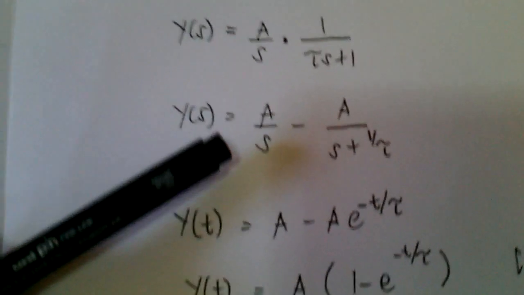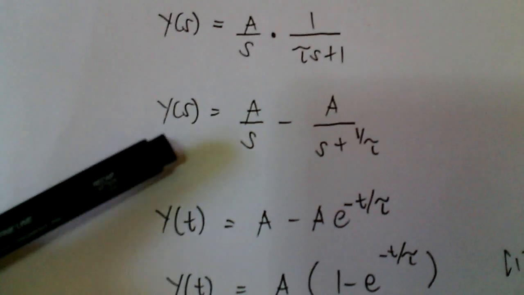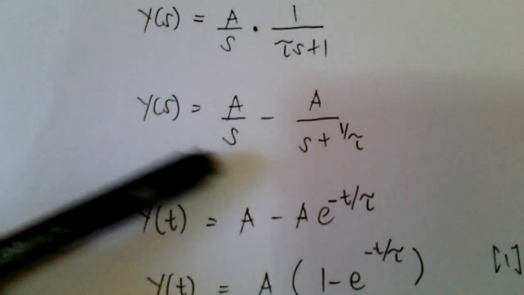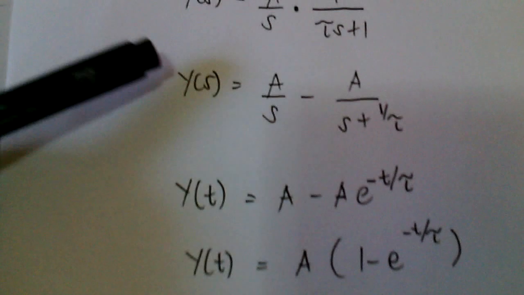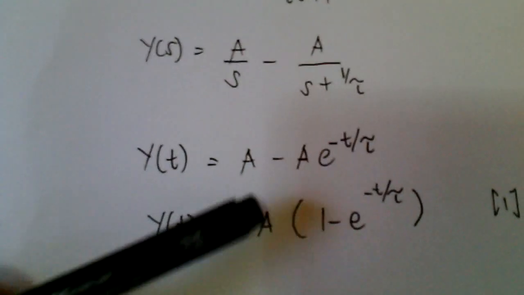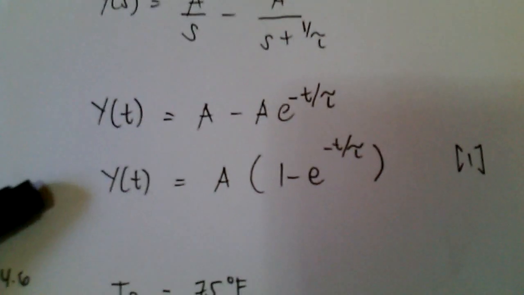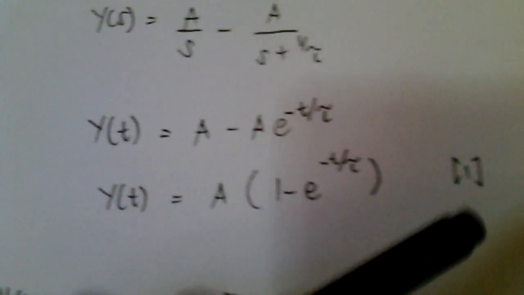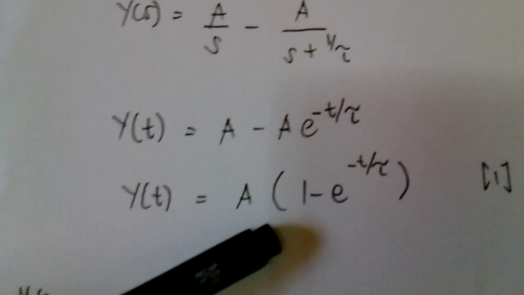And now we're going to review the inverse Laplace transform of this equation. So we have y(t), the inverse of this equation, equals A minus A e to the negative t over τ. So we have our first equation, equation 1: y(t) = A times (1 minus e to the negative t over τ).